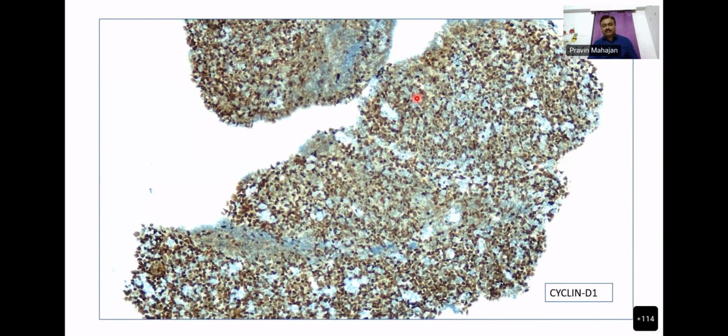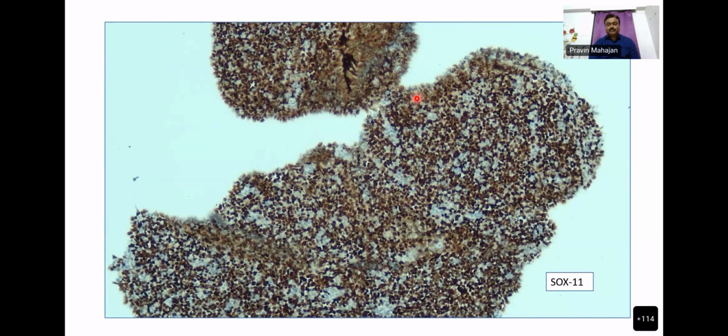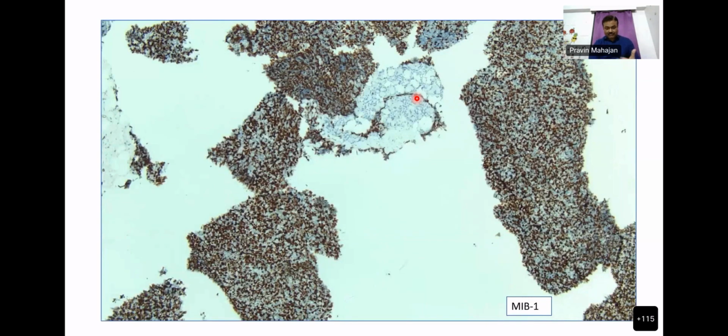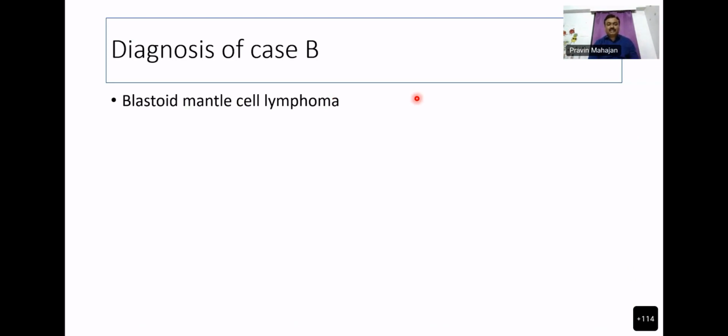And obviously, since CD5 was positive and CD23 negative, you then go ahead and do cyclin D1 to confirm whether it is actually a mantle cell lymphoma. So cyclin D1 was diffusely positive. We also did SOX11, and SOX11 is also positive, proving that this is actually a mantle cell lymphoma. And you look at the MIB1, MIB1 is quite high, almost 80%, 80 to 90%. So this is a blastoid mantle cell lymphoma.